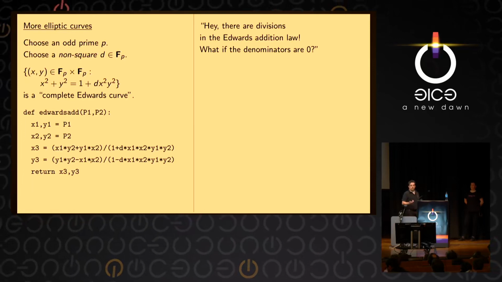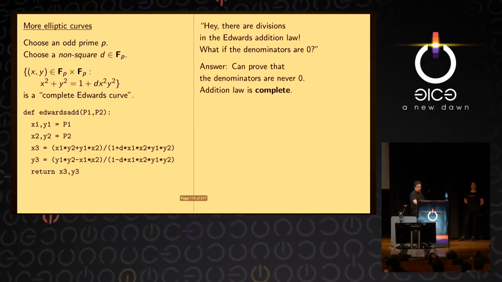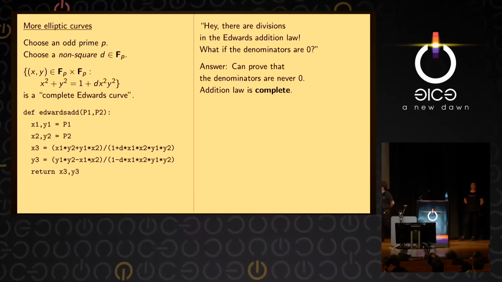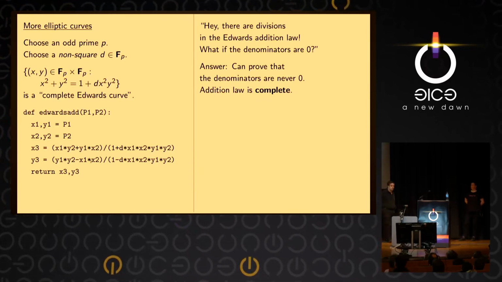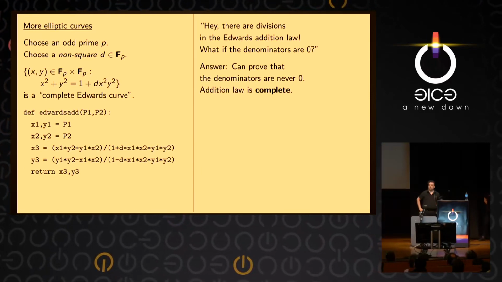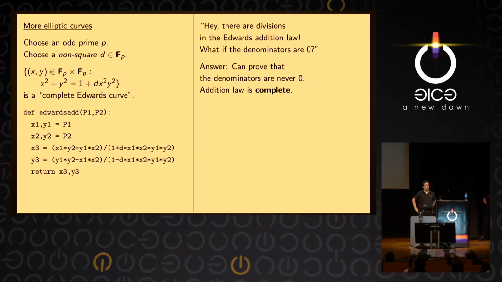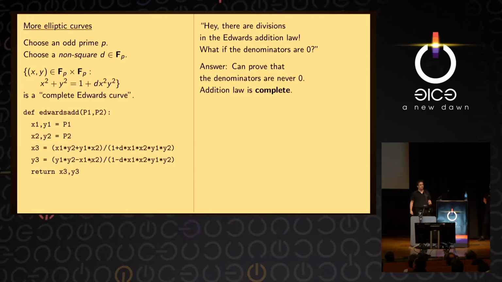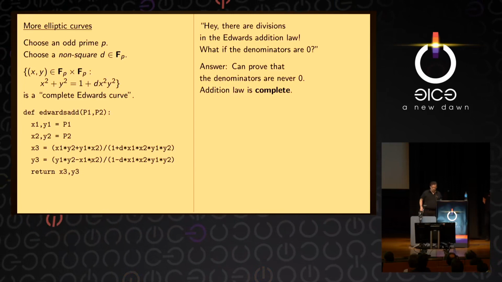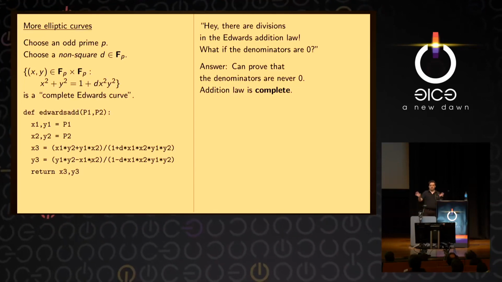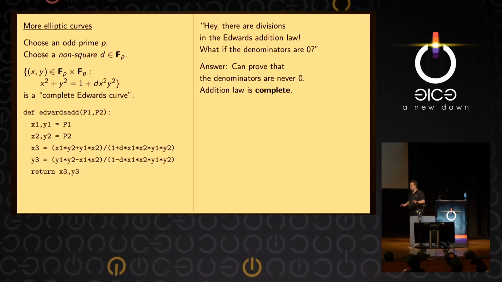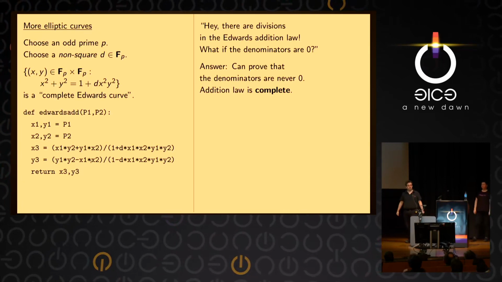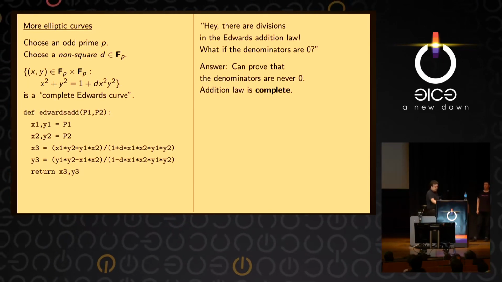If you're dividing by something, then you're not allowed to divide by 0. But it turns out that the denominators there, the 1 plus d x1 x2 y1 y2 and the 1 minus d x1 x2 y1 y2, are never equal to 0. These formulas are complete. They always work, which is what you expect. You think formulas should always work. It's kind of annoying if there are exceptional cases. But in elliptic curve cryptography, there are actually lots and lots of exceptional cases that people often worry about. One of the reasons that we like this kind of elliptic curve is that there are no exceptional cases. The addition law is what we call complete.